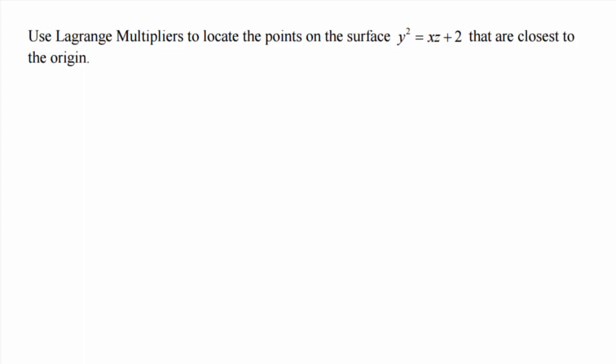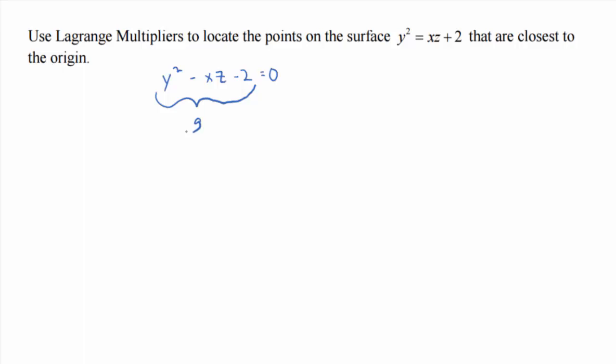All right, we're going to use the Lagrange multipliers to locate the points on the surface y squared equals x times z plus 2 that are closest to the origin. So really the surface itself is the constraint. You could say y squared minus x times z minus 2 equals 0. This guy is your g. This is a constraint. That makes sense.